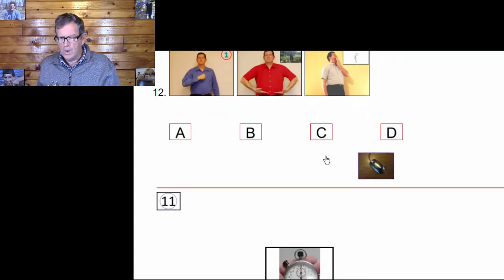And so, A. ¿Cómo quieres dormir? B. ¿Por qué quieres dormir? C. ¿Dónde quieres dormir? D. ¿Cuándo quieres dormir? Otra vez, A. ¿Cómo quieres dormir? Hey, how do you want to sleep? I guess I want to sleep pretty well. What kind of a question is that? ¿Cómo quieres dormir? B. ¿Por qué quieres dormir? C. ¿Dónde quieres dormir? D. ¿Cuándo quieres dormir?